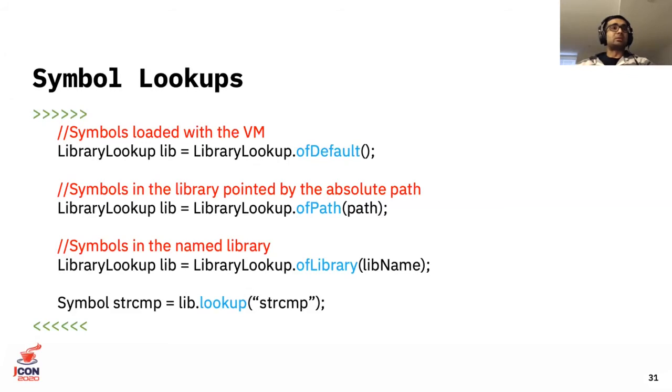The cool thing of note here is that there are three different approaches to load symbols from a native library. The ofDefault method can be used to access symbols which are already loaded by the VM. The ofPath method can be used to access symbols provided the absolute path for the library. And the ofLibrary method can be used to access symbols of a library given its name. So this summarizes the process of looking up symbols in native libraries.